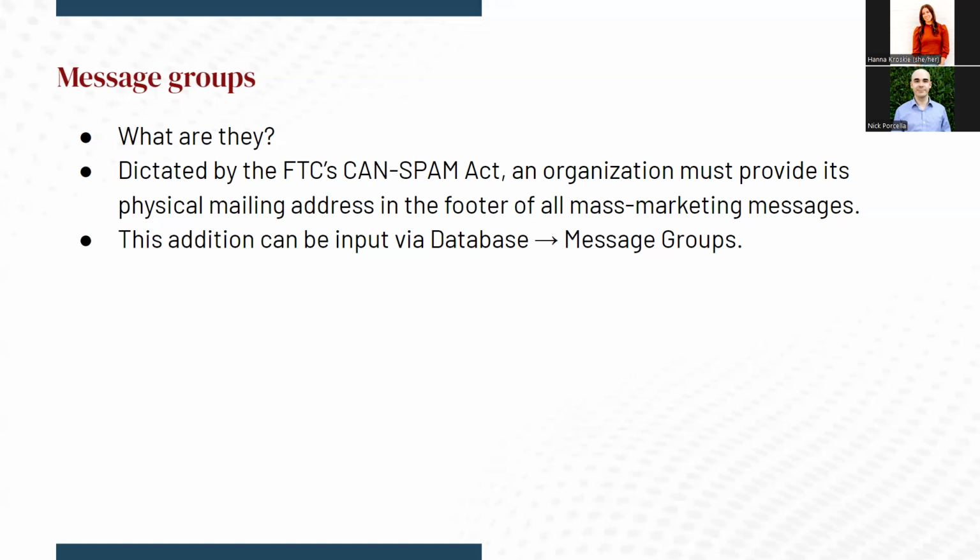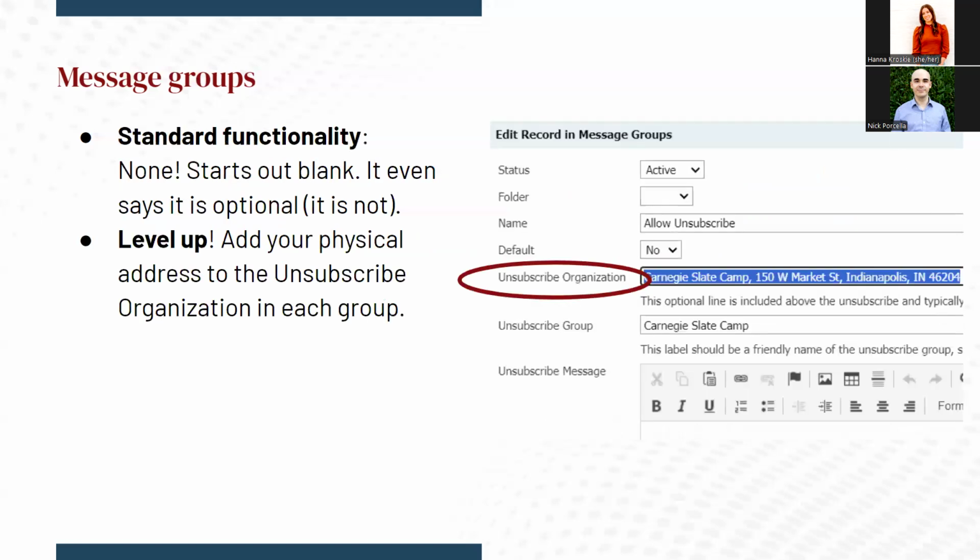So that's the background. But what we're really discussing here in accessibility land is that message groups are actually dictated by the Federal Trade Commission's CAN-SPAM Act. This is a basic premise that says an organization, i.e. all of us, must provide a physical mailing address in the footer of all mass marketing messages. Now, as we go to the next slide, I'll give a couple of notes here. We often get the question, well, how do I know what's mass market? Generally speaking, it's any communication to 2 or more people.